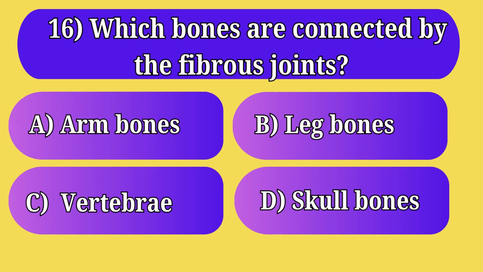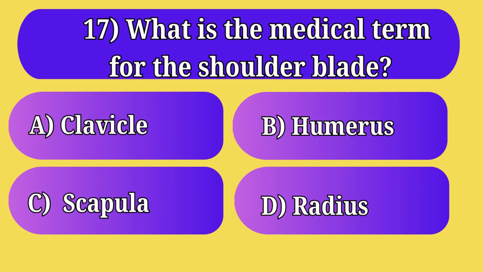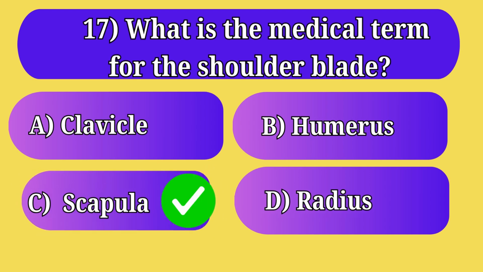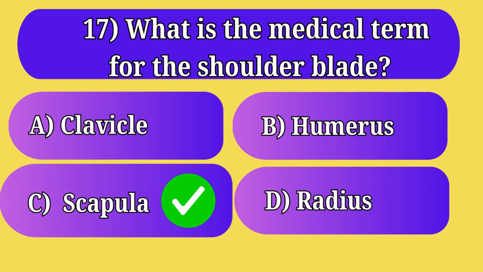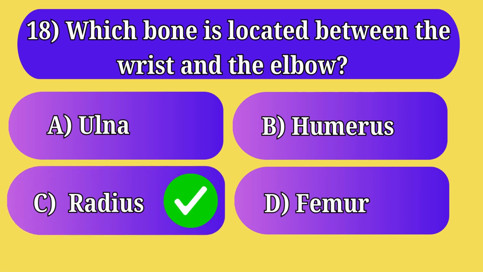Which bones are connected by the fibrous joints? Skull bones. Try the next one. What is the medical term for the shoulder blade? Scapula. Try the next one. Which bone is located between the wrist and the elbow? Radius. Try the next one.